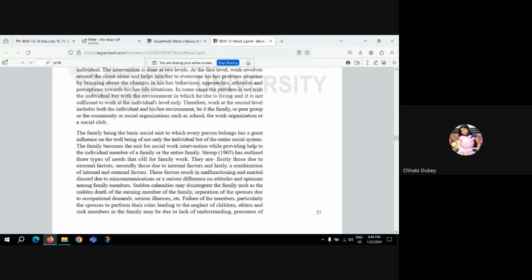Straub has outlined three types of needs that call for family work. They are firstly those due to the external factors.